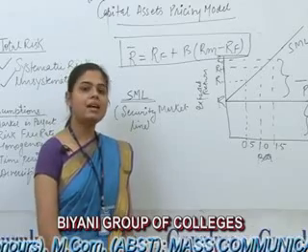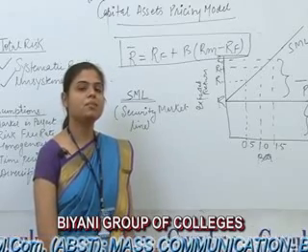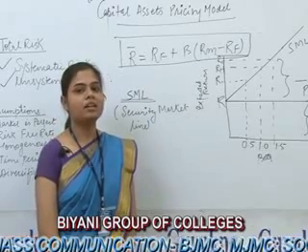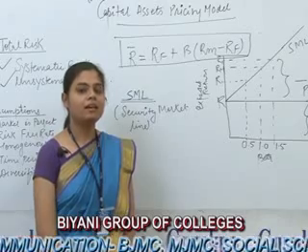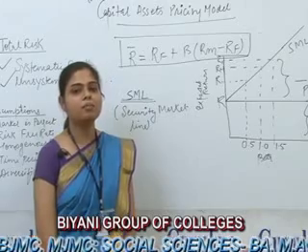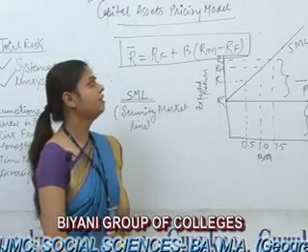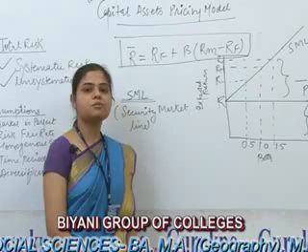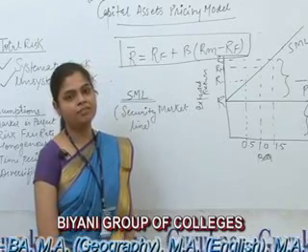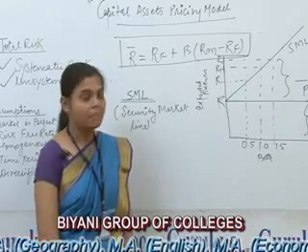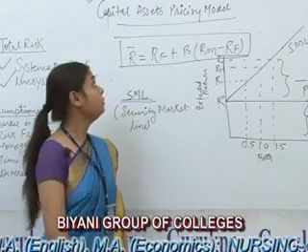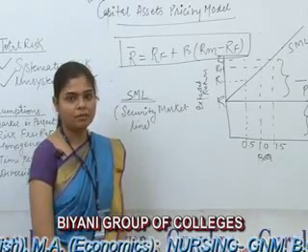In this formula, beta equal to 0 means government securities. Beta equal to 1 means market securities. Beta greater than 1 means the security has a greater risk than the market, and beta less than 1 means the security has less risk than the market. RM minus RF shows the risk premium. Risk premium means the excess return over and above the risk-free rate of return. From this formula, we can find out the expected return through the capital asset pricing model.